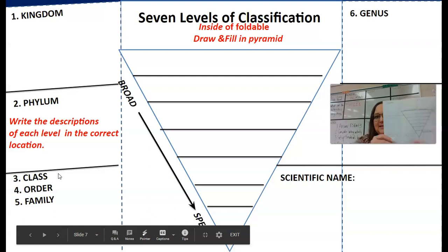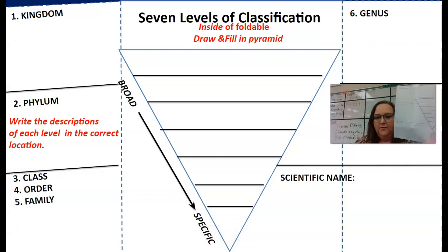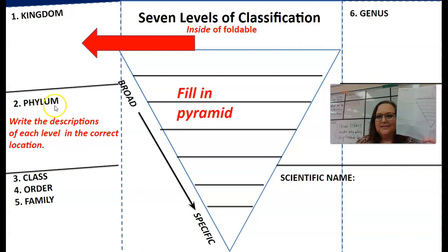All right, so this is the inside. The first thing that you need to do is to fill in that pyramid. So the same thing that you had on the outside of your pyramid. So your kingdom, phylum, class, order, family, genus, species, and your mnemonic device, you need to also write that on the inside on that triangle too.